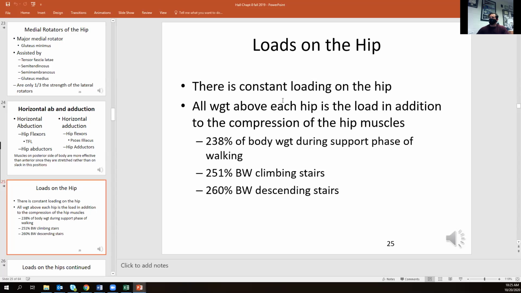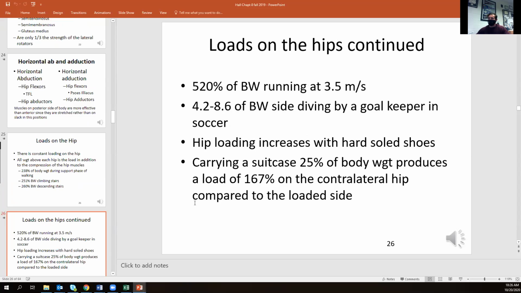So obviously you've got relatively constant loading through your hips. All the weight above our hip is the load, in addition to any compression that we're getting through literally the muscles of our hip activating. So when you're walking, we're talking about over 2 times body weight during the support phase. So that's going to be going through the one hip, because remember, you're also lifting that other leg and your torso, your arms, your head. When we're climbing stairs, it's going to be more, and when we're going downstairs, it's going to be even higher because you've got that added effect of decelerating your body since you're going downwards.